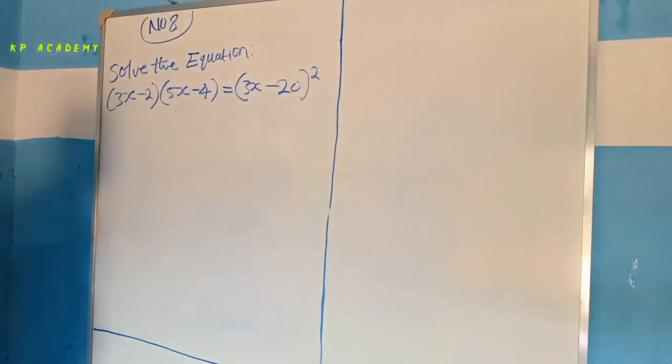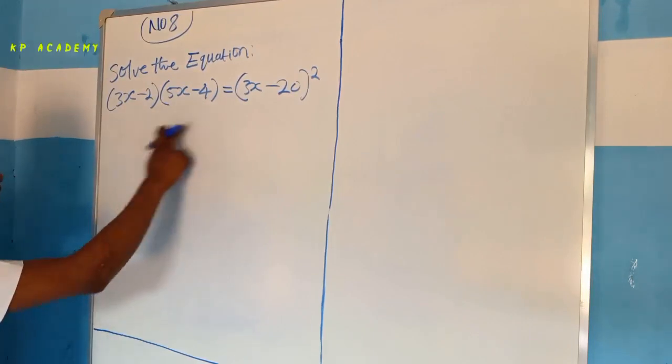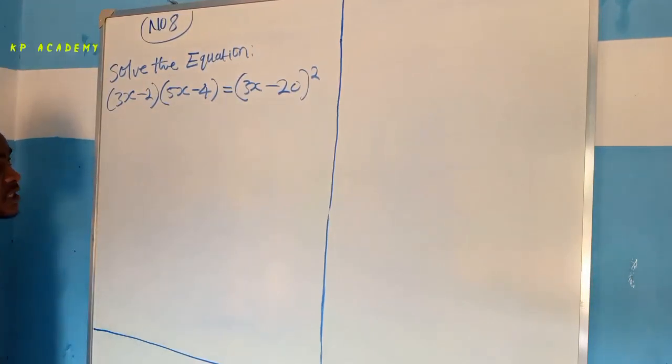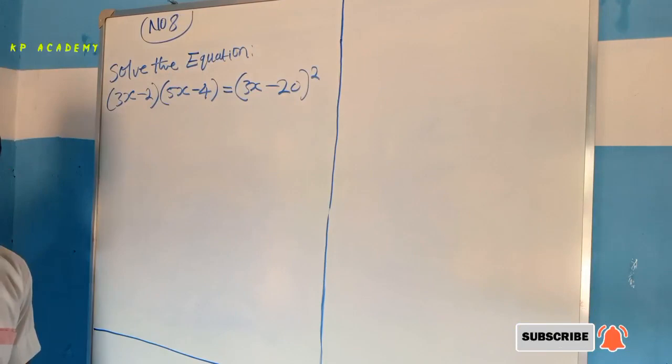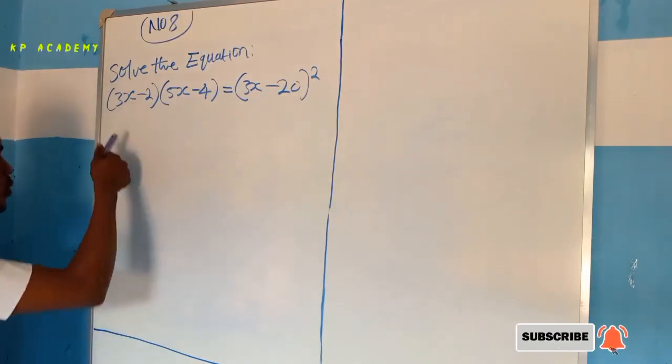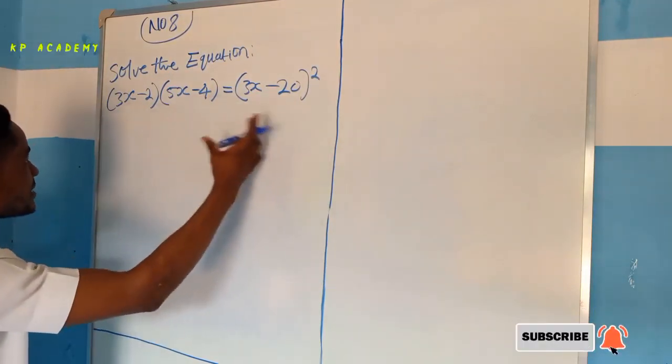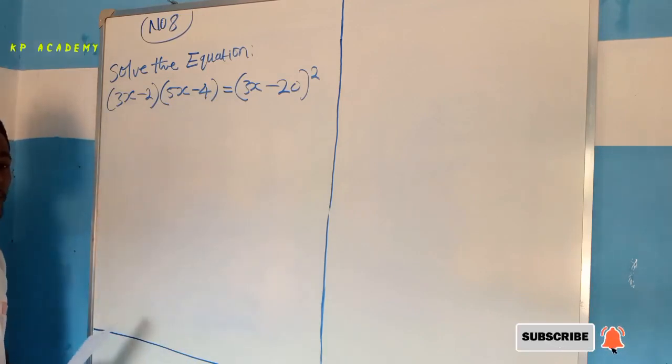This is the question we have on the board. It says, solve the equation. Looking at this equation now, it is actually a quadratic equation, but it does not have a semblance of a quadratic equation in this format. So what we're going to do now is to arrange the equation in a way that it will make sense to be called a quadratic equation.